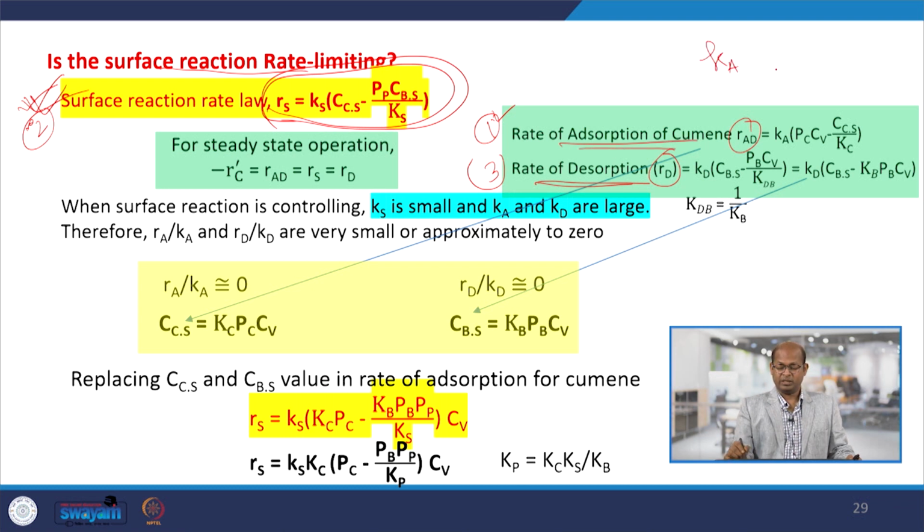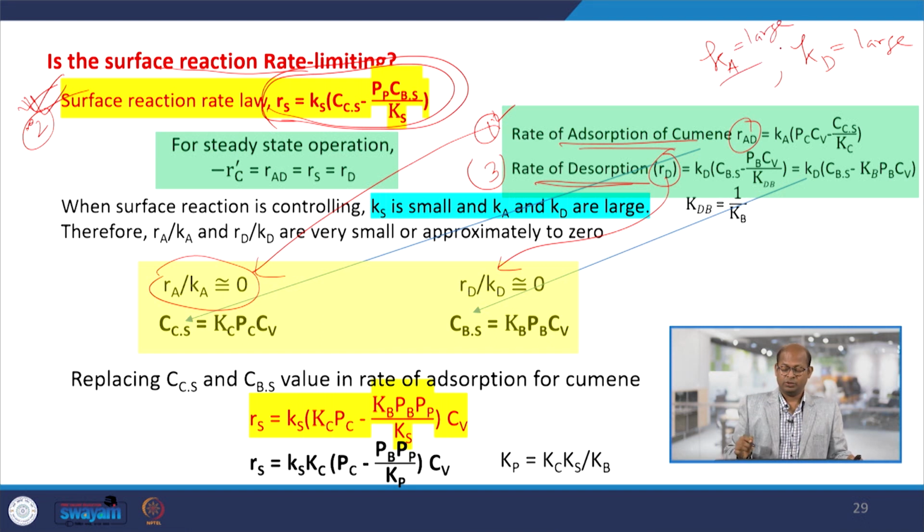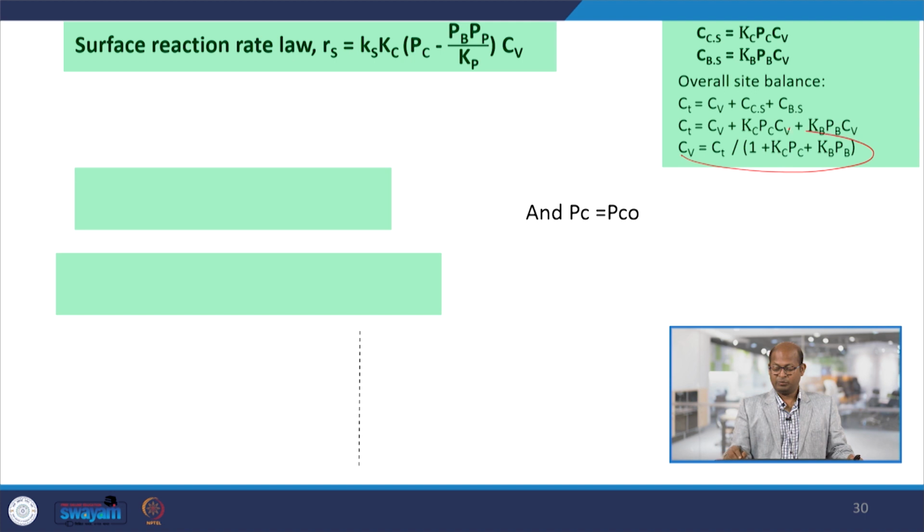Here Ka is very large and Kd is also very large. Since these two are very large, we can say that Ra by Ka would be 0, and Rd by Kd equals 0. The rate would be negligibly small, therefore it would be 0. By putting these two in equations 1 and 3, we can get the Cb concentration and Cc concentration. The surface sites balance we can also do from there, so Cv we can get this.